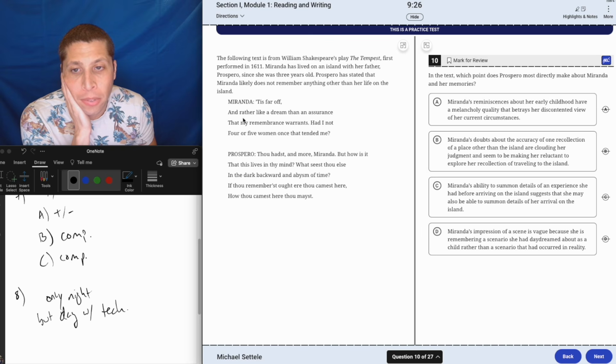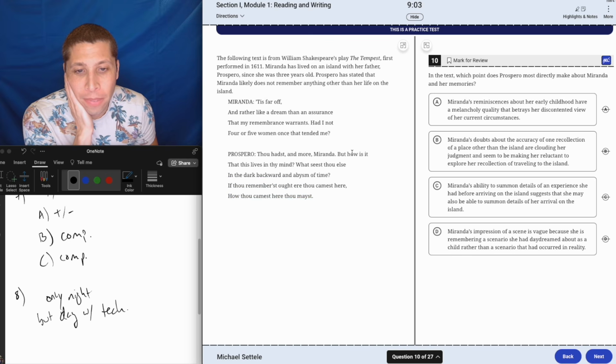Miranda and her memories. Miranda is far off and rather like a dream than an assurance that my remembrance warrants had I not 4 or 5 women once that tended me. Thou hadst said more, Miranda, but how is it that this lives in thy mind? What seest thou else in the dark backward in the abysm of time? If thou rememberest aught ere thou camest, how thou camest here thou mayst. What? See, Shakespeare's nuts.